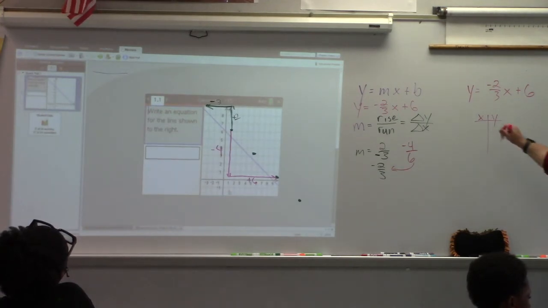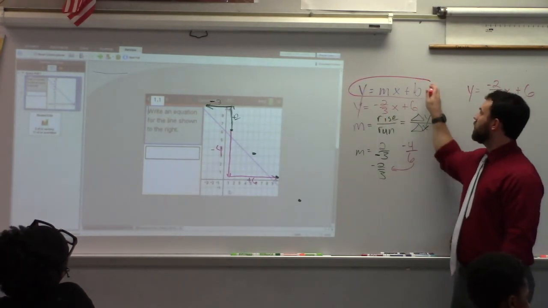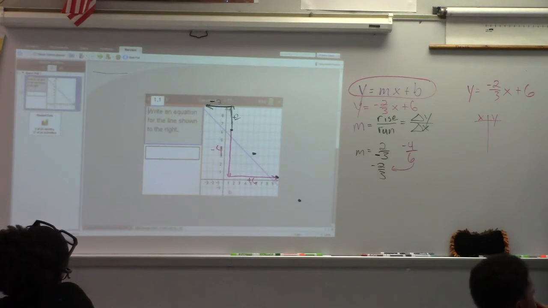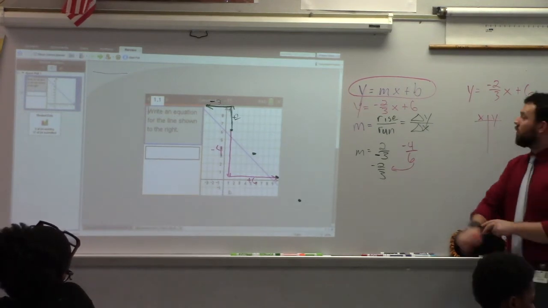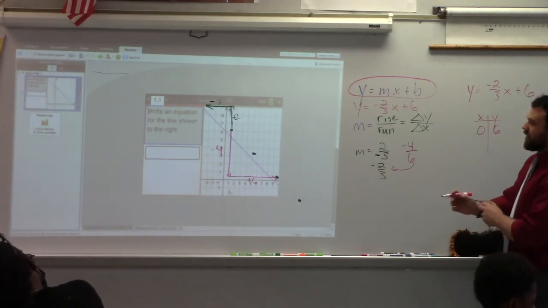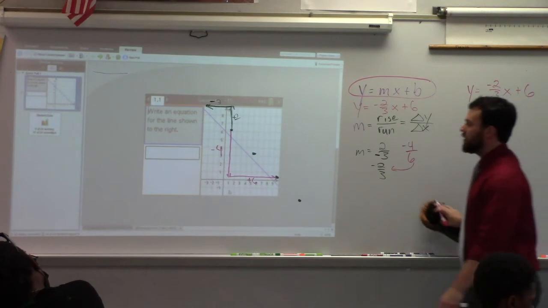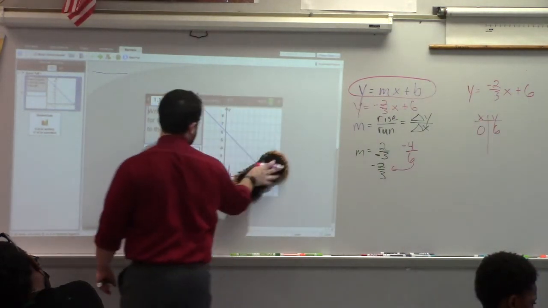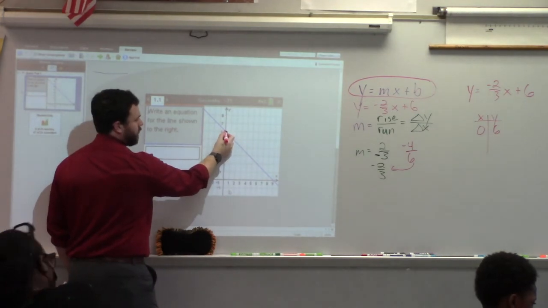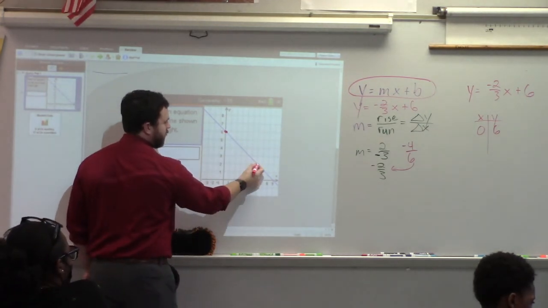Hey guys, what point do I need to write this equation? I heard someone say it. The y-intercept, right? If I want to write this equation, I definitely want the y-intercept. Okay, 0, 6. What's any other point that I could pull off of this graph? Say a point on this graph. 6, 2.